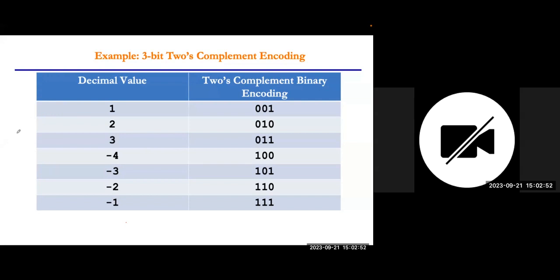Similarly for -3, you write 8 minus 3, because 2 to the power of 3 is equal to 8 and capital N is the number 3 here. So 2 to the power of 3 minus 3 is equal to 5. It can be represented as 101. So the 2's complement of -3 is 101. Similarly, for -2, it is 8 minus 2, that is 6, which is represented as 110. So the 2's complement of -2 with 3-bit encoding is 110. For -1, 8 minus 1 is equal to 7, represented as 111. So the 2's complement of -1 in 3-bit encoding is 111.